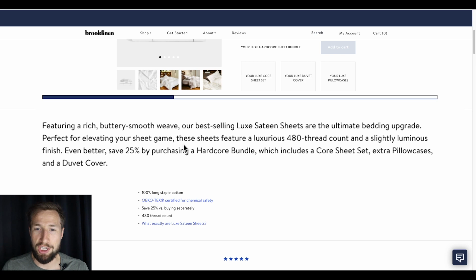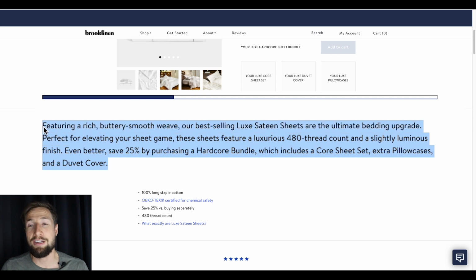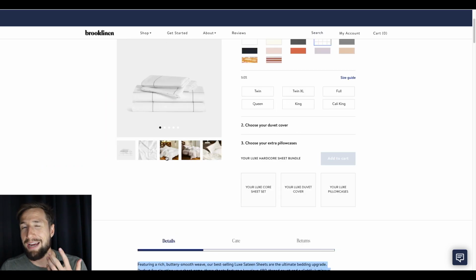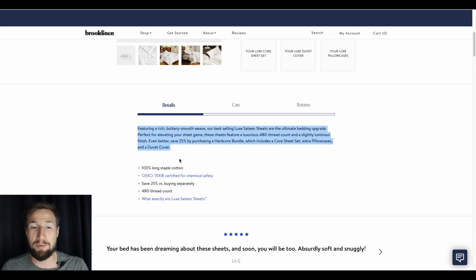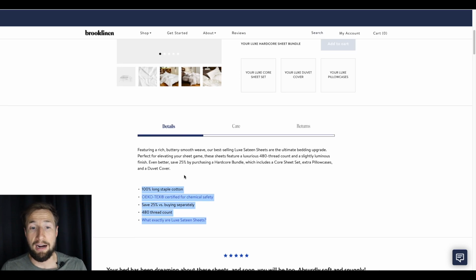Yep, that's right. These sheets feature a luxurious 480 thread count and slightly luminous finish. Even better, save 25% by getting into the bundle. So they're doing a bit of an upselling here by trying to increase the average order value. But yeah, you can see that they understand who they're selling to. People that really want to buy luxury level sheets, which I totally understand. And it describes the product. And then it has more specifications down here so people can easily scan and see these sort of features.